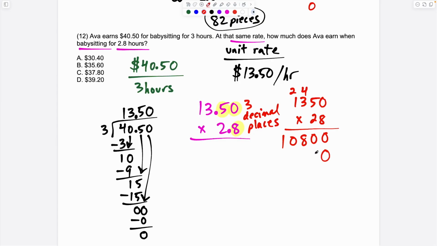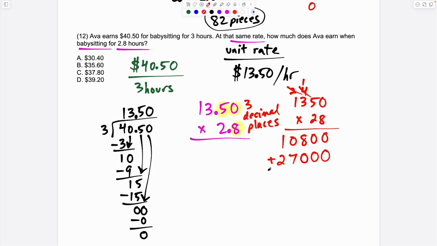2 times 0 is 0. And then I'm just going to cross these out so they don't confuse us. So we had 2 times 0 is 0 in this place. 2 times 5 is 10. So I put a 0, carry the 1. 2 times 3 is 6. Plus 1 is 7. And then 2 times 1 is 2.